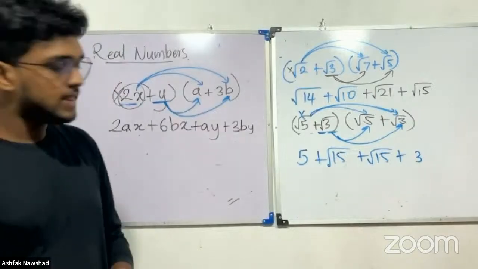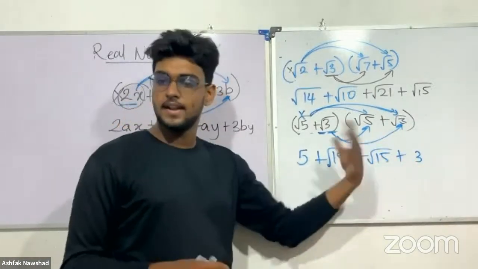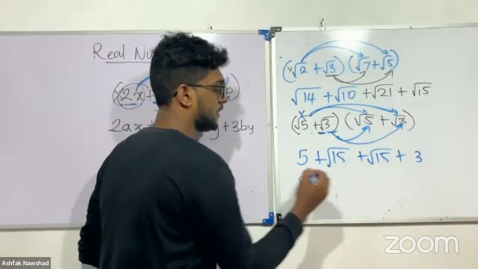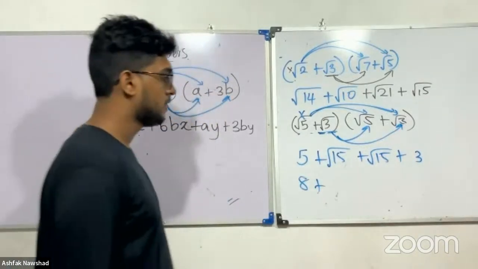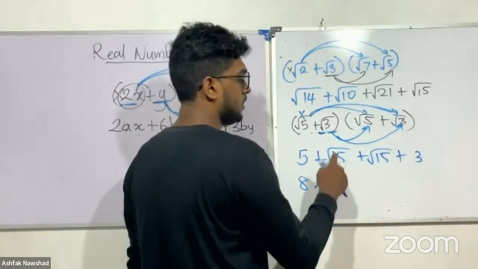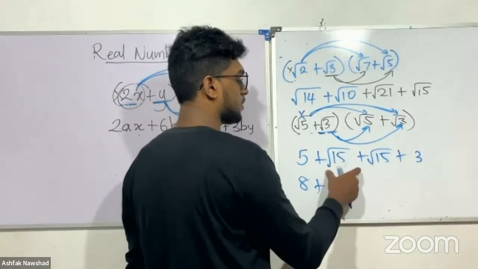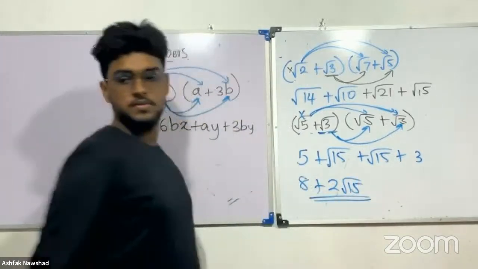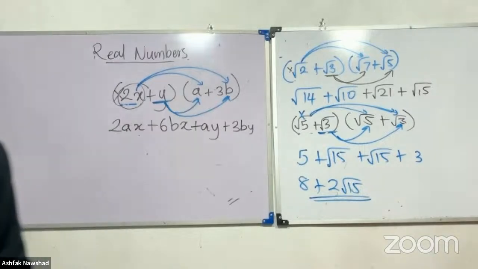Now, can you see that these are just two numbers? We can add numbers. So 5 and 3 is 8. Normal addition. Root 15, we know x plus x is 2x. Same like that, root 15 plus root 15 is 2 root 15. Is this clear?